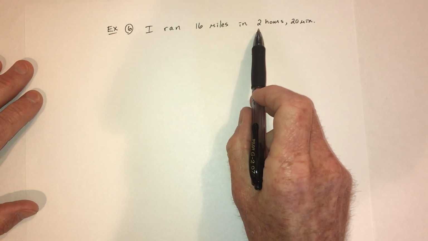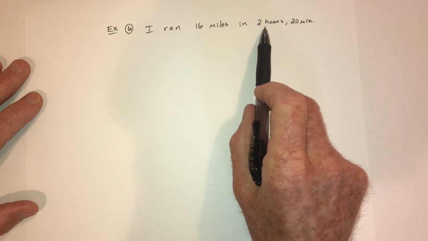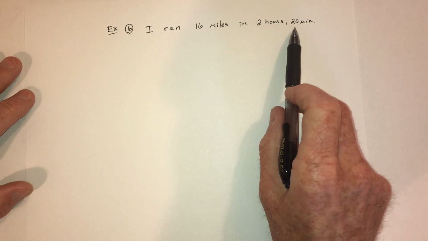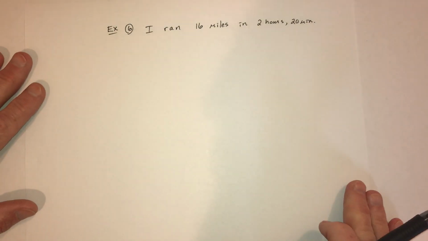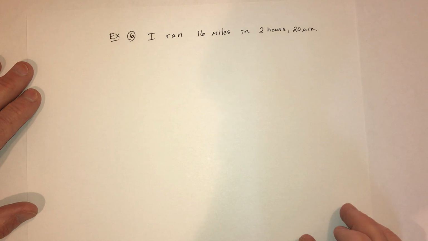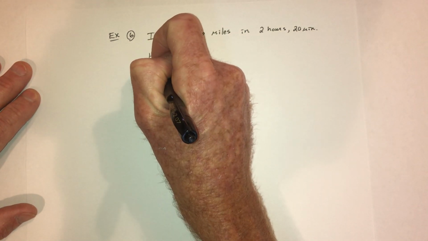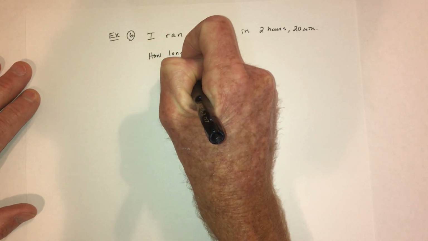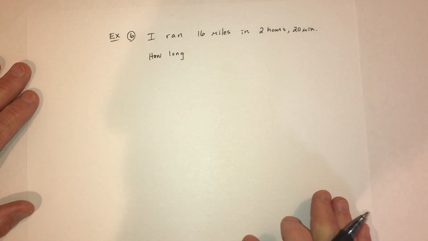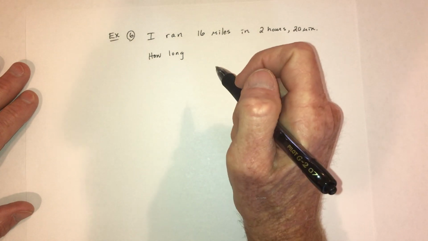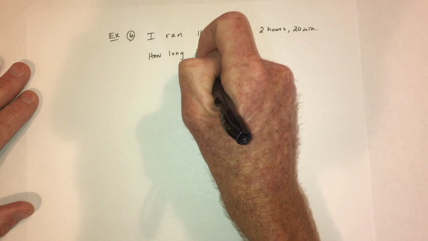Now, it wasn't that long ago when I'd run 16 miles in just 2 hours, but now I'm 51 years old, so it takes me an extra 20 minutes. Anyway, enough about me. So, assuming that I didn't fall down and sprain my ankle or something like that, how long would it take me to run 20 miles?